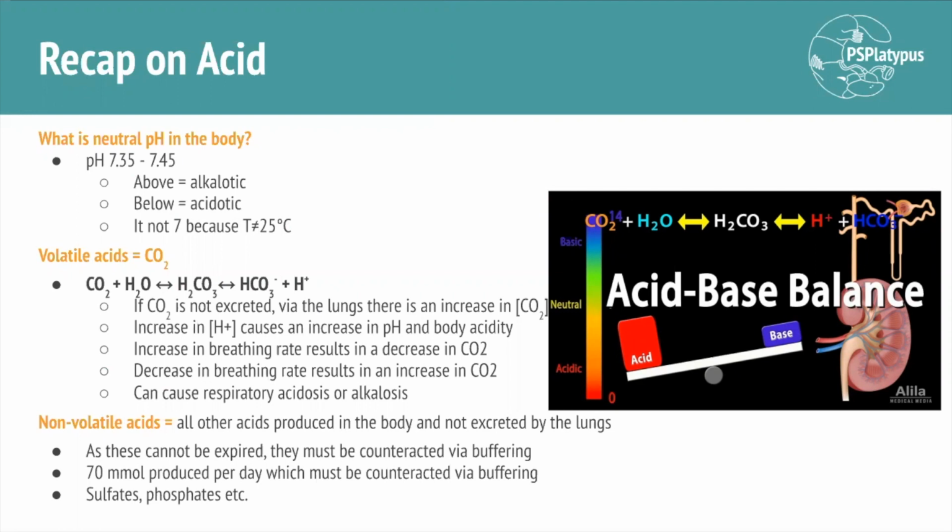Volatile acids in the human body are those that are excreted by the lungs, and thus they are CO2. In the normal human body, the body excretes approximately 13,000 millimoles of acid a day through the lungs, and as such, you can tell that our lungs are very good at it. The equation that dictates the acid-base equilibrium within the body is as follows.